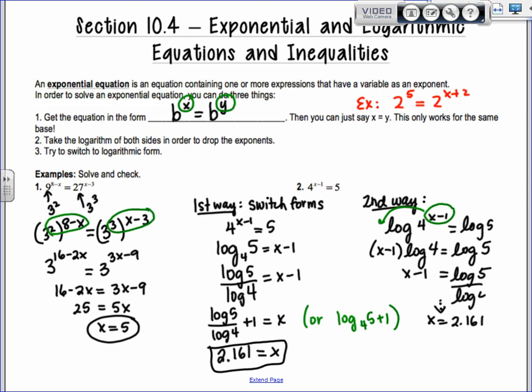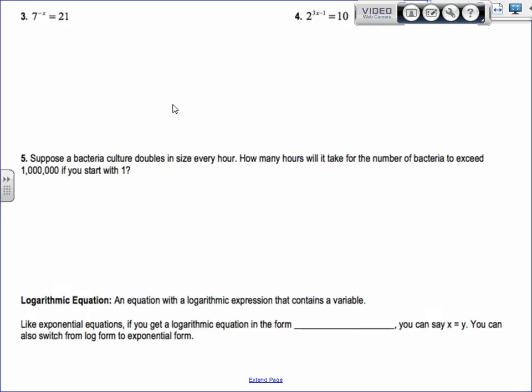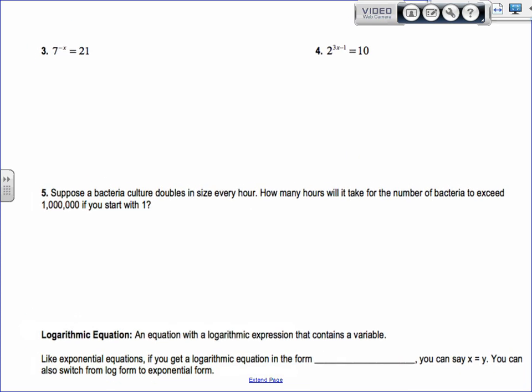It doesn't matter, whatever way you want to do. If you are not comfortable with switching to log form, because sometimes that's the harder way and you have to think about switching to log form, then just take the log of both sides. When I taught at IU, what I always told my students is to remember our cancellation formulas. If you have log base 7 of 7 to the 5, the 5 goes to the front, and then the log base 7 of 7 just cancels, so you end up getting 5.